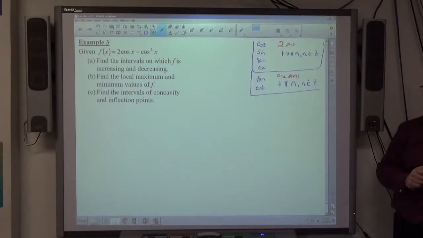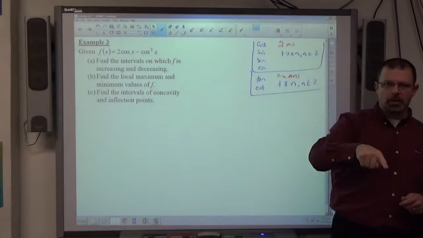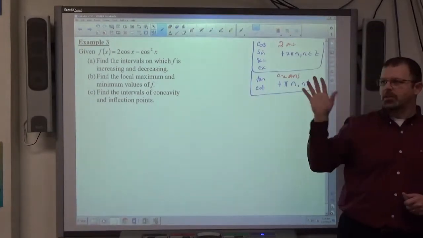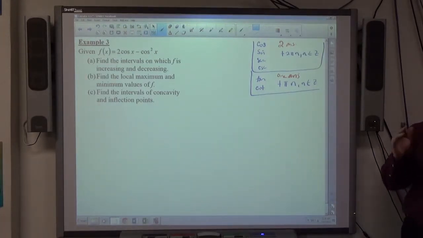Same for local maximum and minimum values. There'll be infinity of them, but it'll keep on going to the same point. So highest point, lowest point, highest point, lowest point. That'll be pretty doable. Intervals of concavity and inflection points, again, there's going to be infinity of them, so we're going to have to use this type of notation to establish those intervals.